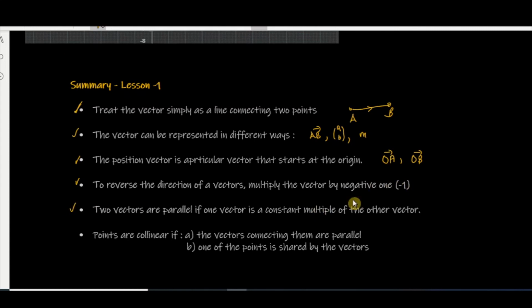Number 5. Two vectors are said to be parallel if one vector is a constant multiple of the other vector. And finally, points are collinear if the vectors connecting the points are parallel, and if one point is shared by the vectors. So very simply, 3 points are collinear if 1 point is common, and these two vectors are parallel. Vector A and vector B are parallel.